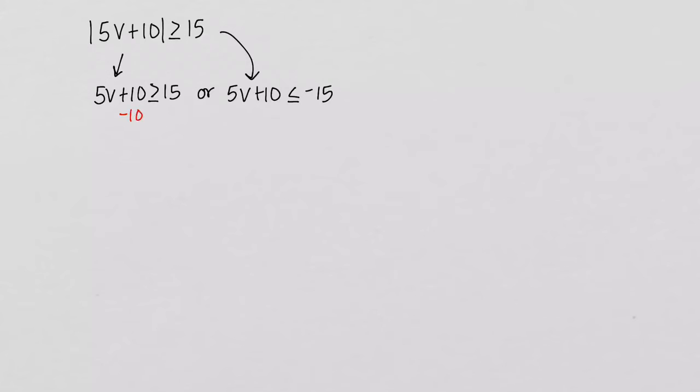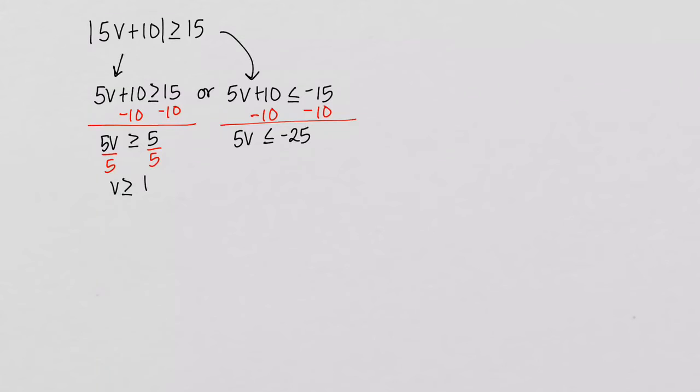Over here, subtracting 10 on both sides, you get 5v greater than or equal to 5. Divide both sides by 5. v is greater than or equal to 1. Over on this side, subtracting 10 on both sides, you have 5v is less than or equal to negative 25. Divide both sides by 5. v is less than or equal to negative 5.